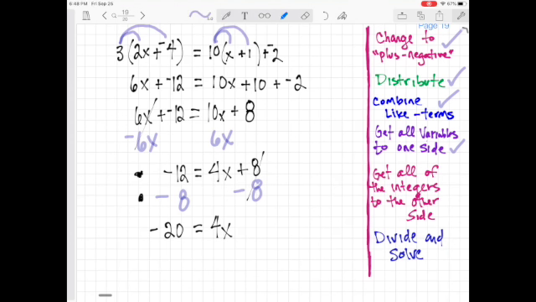So our next step here is done. And the last step on the list is to divide and solve. So now all we got to do is divide both sides by 4. And 4 divided by 4 gives me 1, or 1x. And negative 20 divided by 4, well, 20 divided by 4 is 5. So negative 20 divided by 4 is going to give me negative 5.